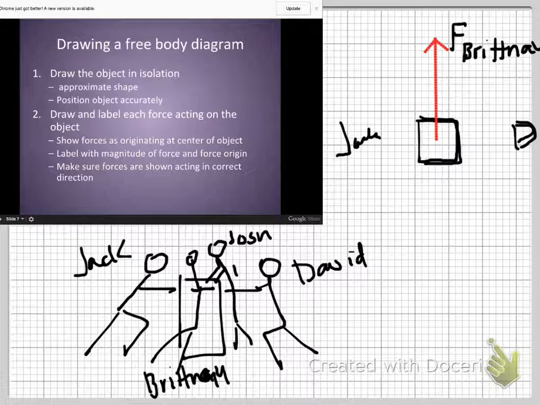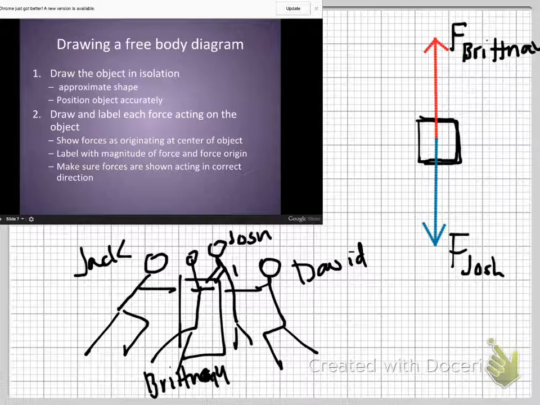Where would we exert the force of Josh? Down. Now this is where the color coding does come in handy when we start to do calculations with this. And we would label this force Josh. Now, Jack and David, we've got those memorized. Where is the force of Jack going to be? What direction? And we would label it force Jack. Well, it's as good as it's going to get. And we've got one last force, the force of David. Be over this way.